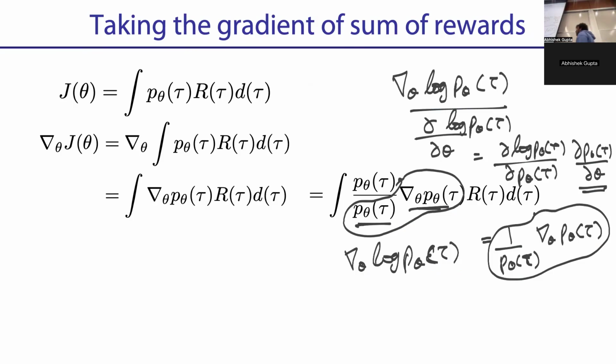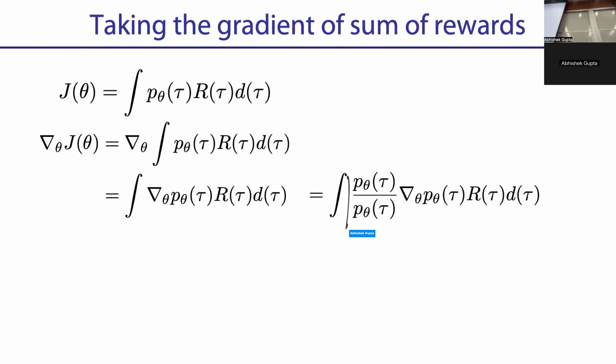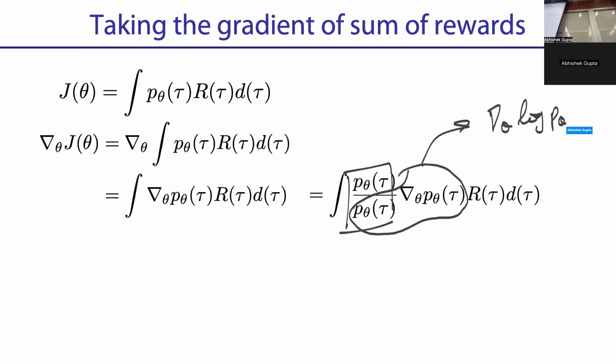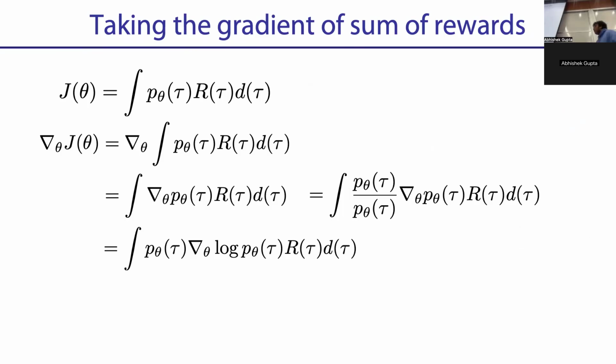Okay. It takes a little while to internalize, but think of it as follows. We started with the expectation. We expanded the expectation as an integral. We moved the gradient inside that integral. We multiplied and divided by p theta tau, so nothing changed. And then we grouped these terms together and said by chain rule, this is just the gradient of log p theta tau. When you put that together, you get an expression that looks like this.